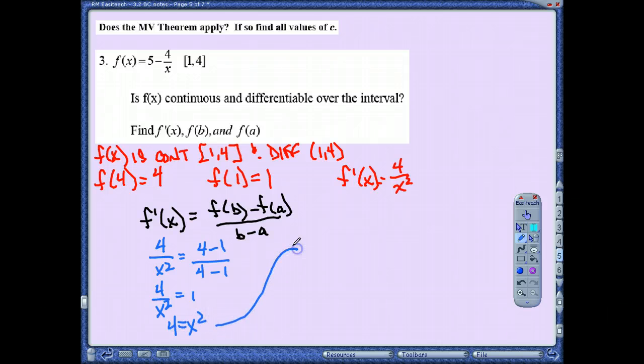Oops, I'm running out of room. We'll come up here. So that means x is equal to positive 2 and negative 2. Those are the critical points that I find. Now, look up at your interval. My interval is from 1 to 4. So thanks, negative 2, for playing, but we don't need you, can't use you. So the only point in between there is positive 2. That is where your instantaneous rate of change is equal to your average rate of change.